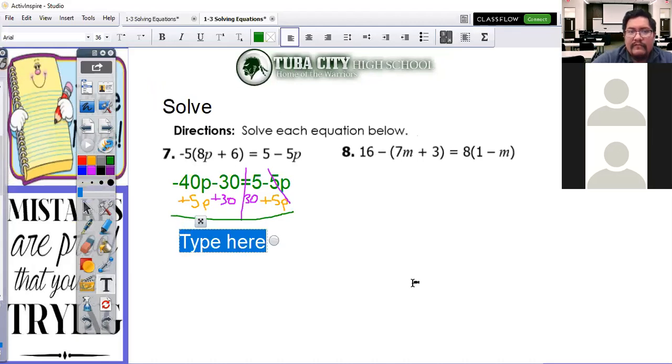And here I have 40, or actually I should say negative 40 plus 5, so that would be negative 35p. And the 30 is gone, it cancels out. I should have crossed it out. And on the other side of the equal sign, I have 5 plus 30, which is 35.